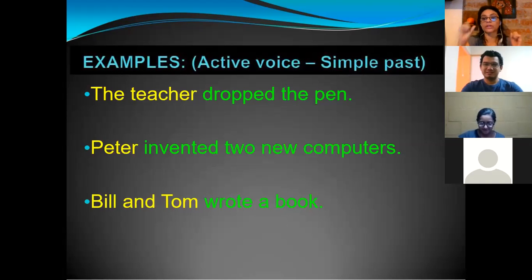Okay, so very good. So now we have the active voice sentence: subject, verb, object or complement. Simple past, because we're talking about passive voice, simple past. Ojo, passive voice can be simple present, simple past, future, whatever, all right? But right now we're studying passive voice, simple past, okay? So you need to remember that. All right, so here we say, the pen is the object. The new computers is the object. The book is the object. Okay, I understand that, all right?